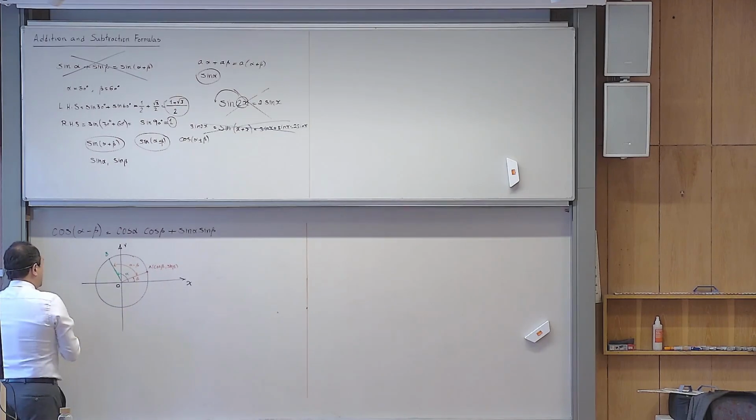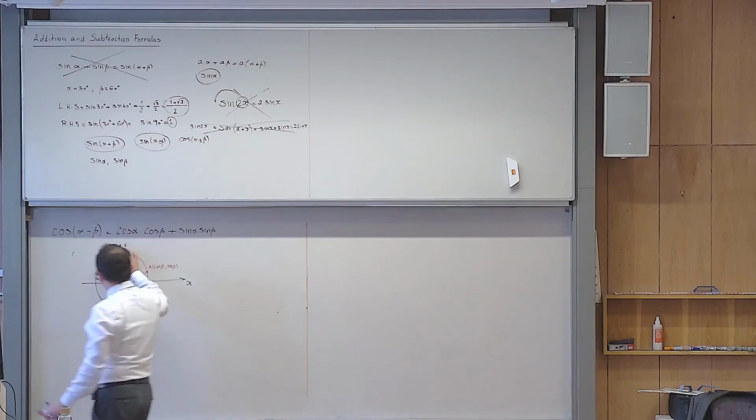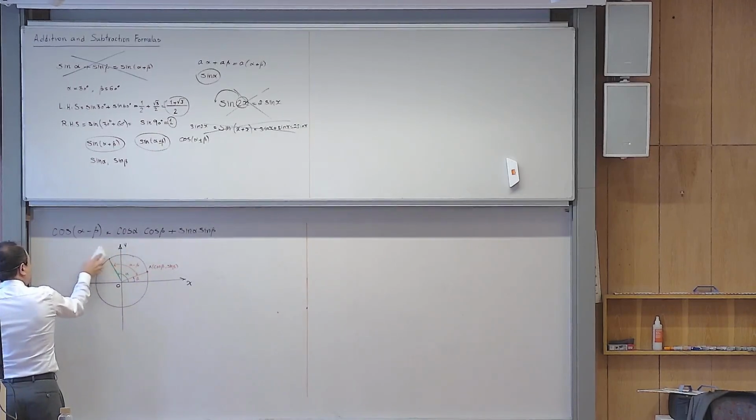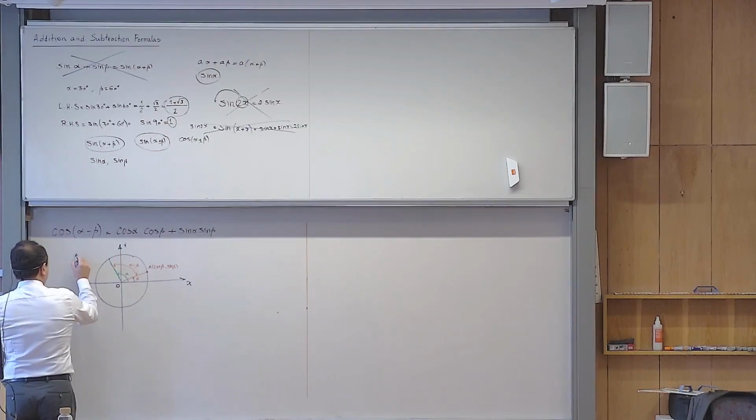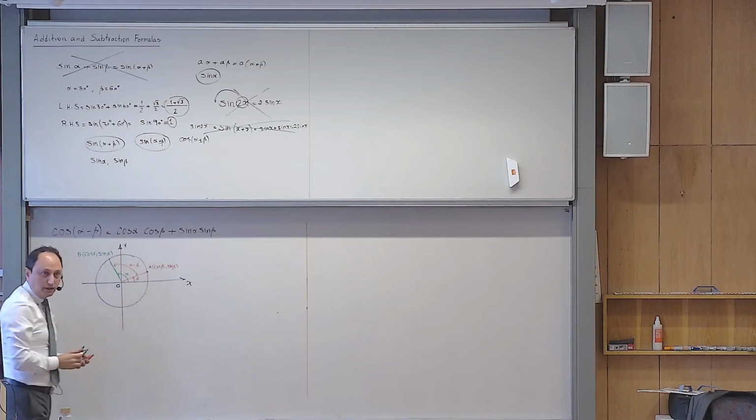If I ask you the same question for B, the x-coordinate is what? The x-coordinate is cosine alpha, and what? Sine alpha. So is that clear? This is something simple, yes?